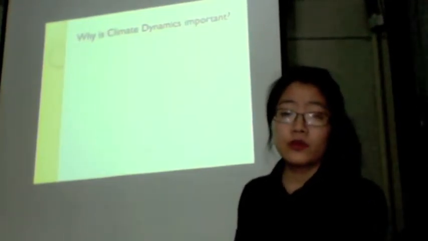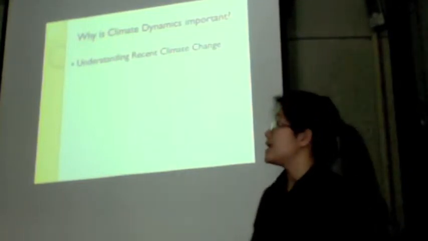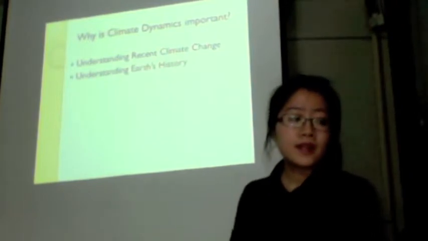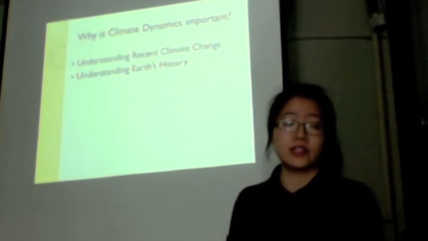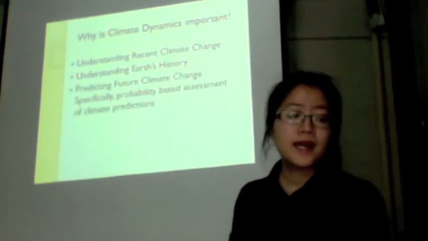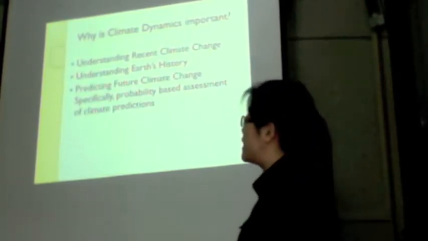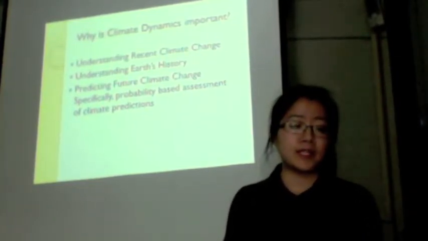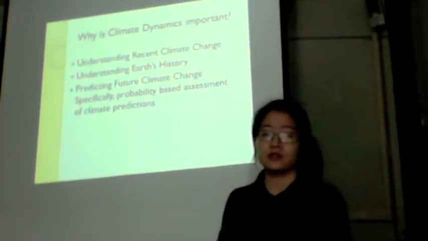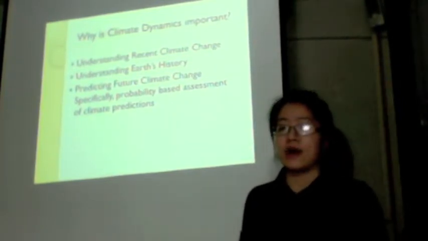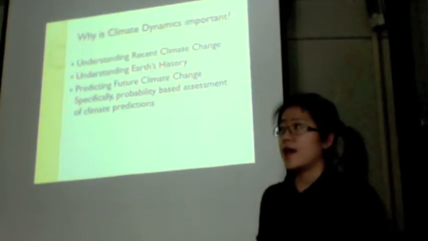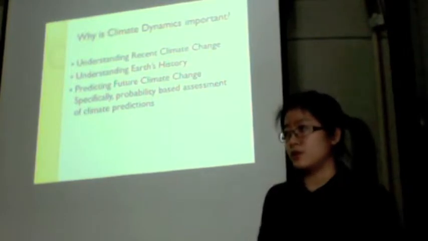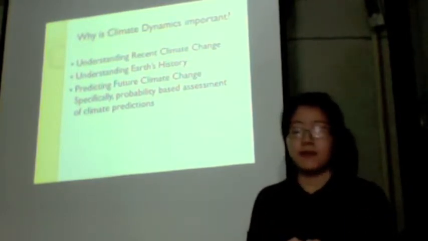Okay, I will give you three examples. First one, it can help us to understand recent climate change. Secondly, it can help us to understand Earth's history. And the last one, it can help us to predict future climate change, specifically on probability based on assignment of climate prediction. You know that climate is very important in the society. It can help a country to develop their economy, to help people to prepare their healthy life, and many things.